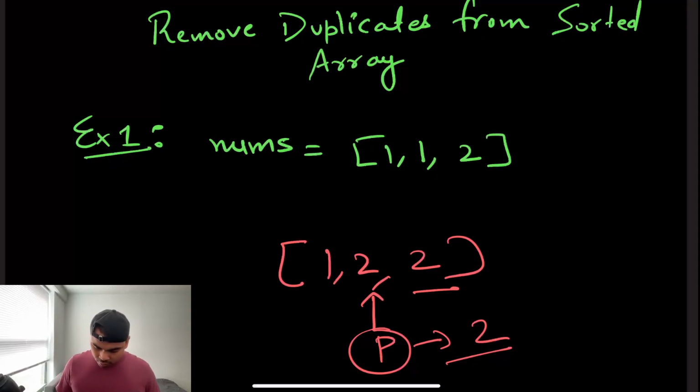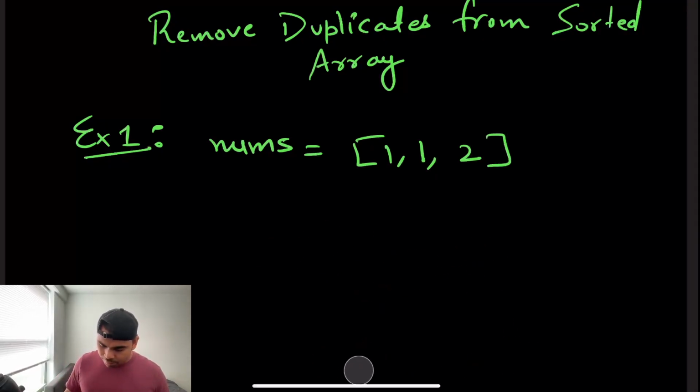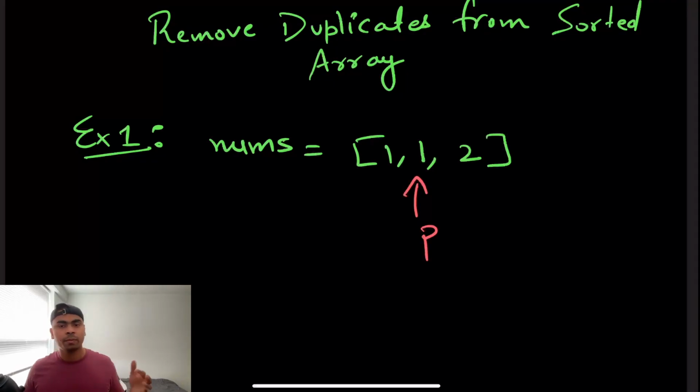So I think we're going to have a pointer p. P is pointing at 1, and I'm going to make it point at index 1 because we don't have to start at the 0th index, because one value is allowed. It's the duplicate that's not allowed.